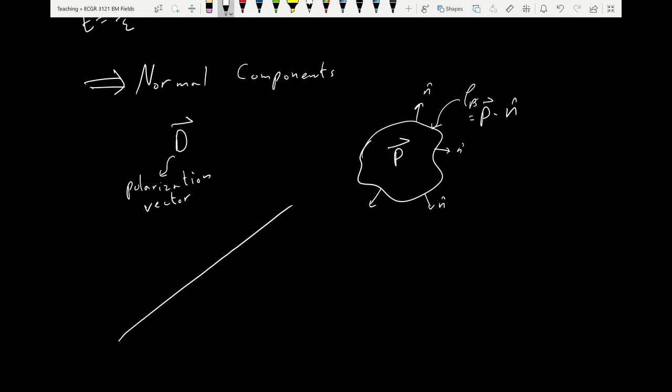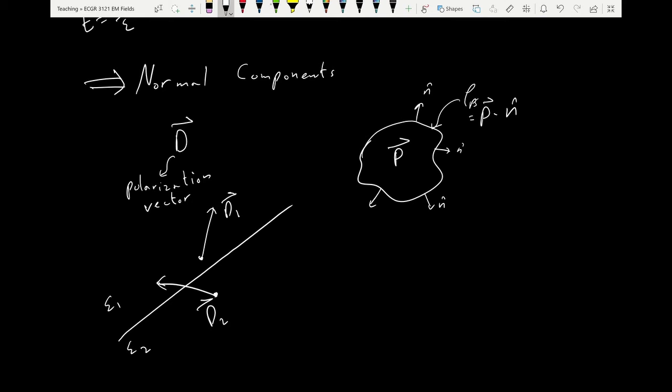So I have this interface. I have epsilon 1, epsilon 2. Just before the interface, I have D2, this kind of polarization. Just after the interface, I have D1. I'm assuming they're different. They could be the same, I don't know, but for the more general case, I'm assuming they're different. So the question is, how does the normal component vary across the interface?